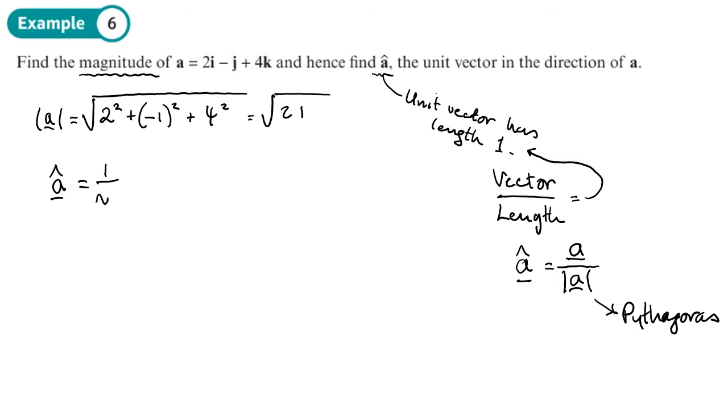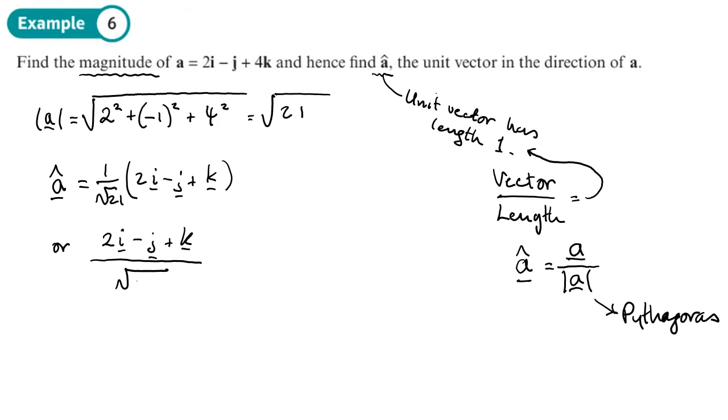We could write 1 over root 21 of 2i minus j plus 4k. That's one way of writing it. Or we could write it as 2i minus j plus k all over root 21. Or you could write it as 2 over root 21 i minus 1 over root 21 j plus 1 over root 21 k. So you could write it any one of those three ways.